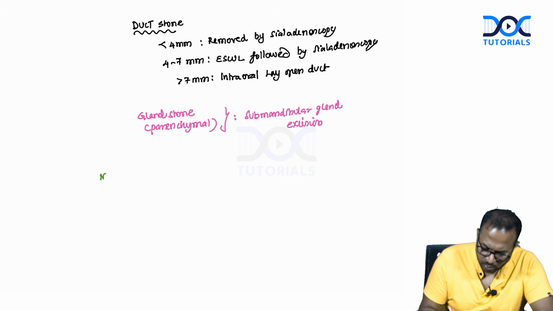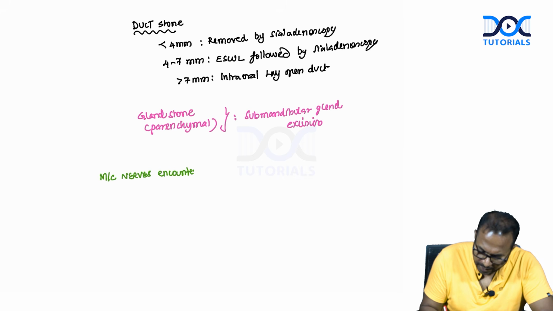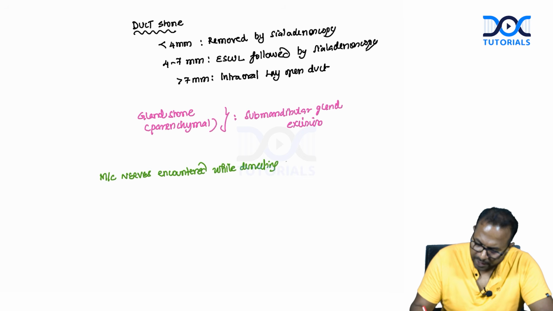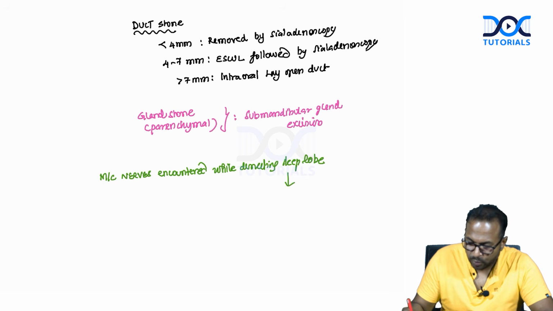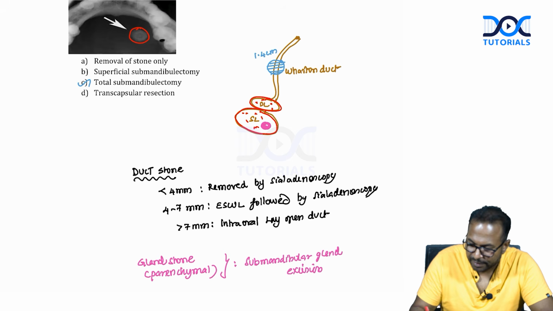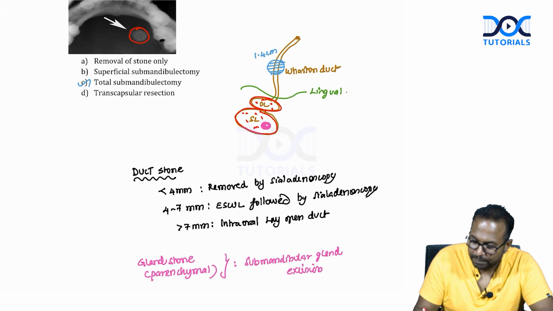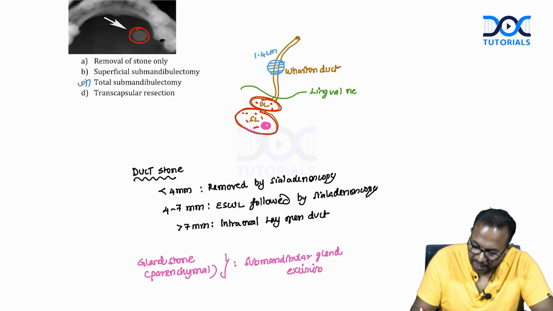And the most common nerves encountered while dissecting the deep lobe. While dissecting the deep lobe, what are the nerves encountered? Any idea? Very important. There are two nerves which are running in this place. I am drawing in green color here. This is a very important nerve. Lingual nerve can be injured on deep lobe dissection.